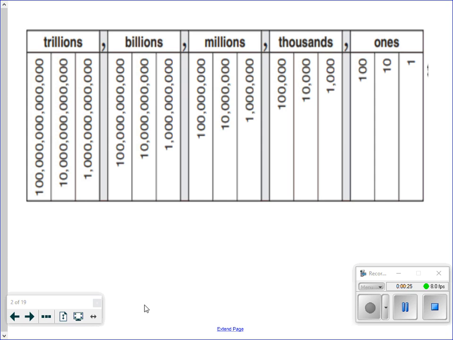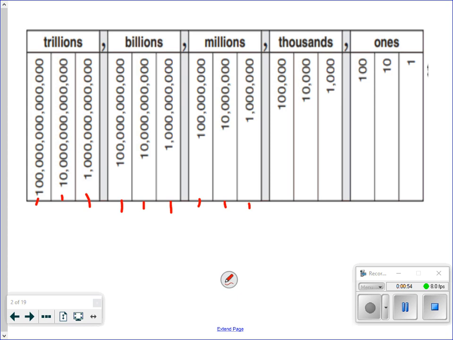Let's take a look at this little chart here. We're dealing with 1, so you go 1, 10, 100. And then the next set of numbers are the thousands. You have 1,000, 10,000, 100,000. And then you're in the millions. You have 1 million, 10 million, 100 million. Then you're in the billions. 1 billion, 10 billion, 100 billion. And then we're in the trillions. 1 trillion, 10 trillion, 100 trillion.